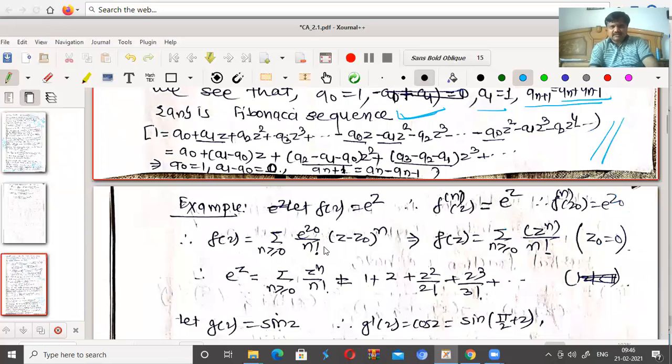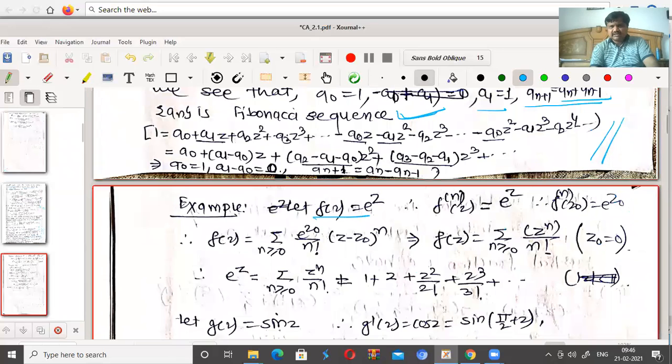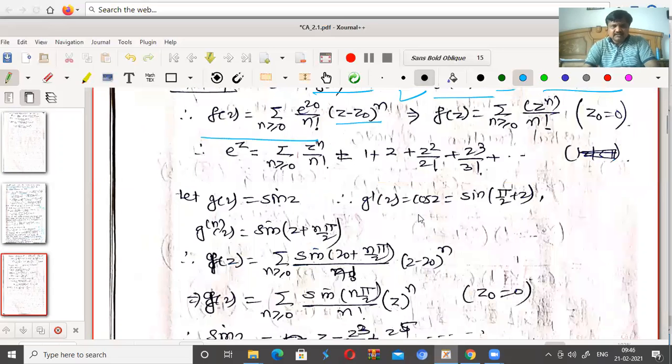There are so many other examples whose Taylor series expansion can be found, isn't it? F of z, e to the power z, its nth derivative is again e to the power z, nth derivative at z0, e to the power z0, and therefore f of z equal to summation n greater than or equal to 0, f n at z0 upon n factorial, z minus z0 to the power n. You can again find Taylor series for sin z, Taylor series for cos z, and so on.